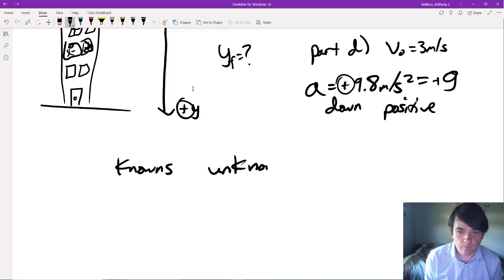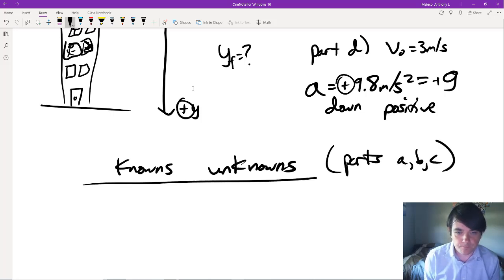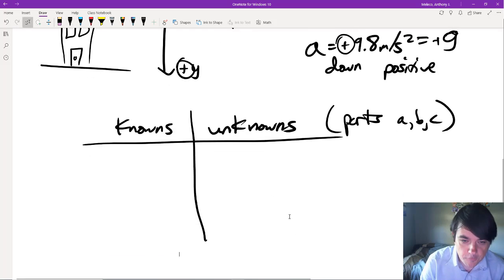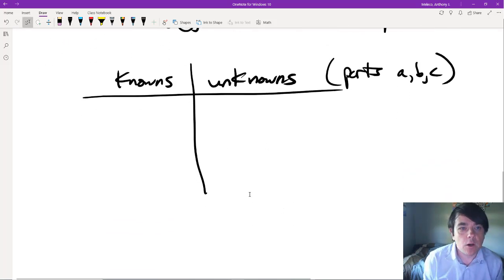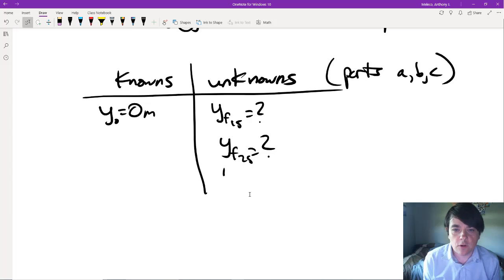And this is, again, parts A, B, C. We'll have to do a separate list for part D. So our initial position, I'm defining this as 0. I'm saying where we're starting is 0. Now the y final at 1 second we don't know, y final at 2 seconds we don't know, and y final at 3 seconds we don't know. This is what we're trying to solve for.